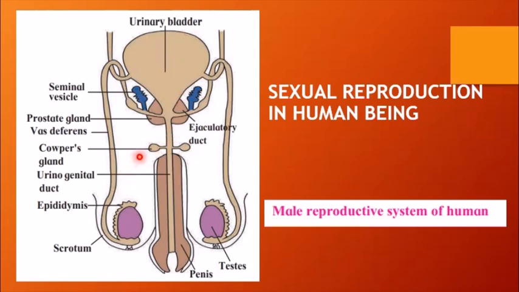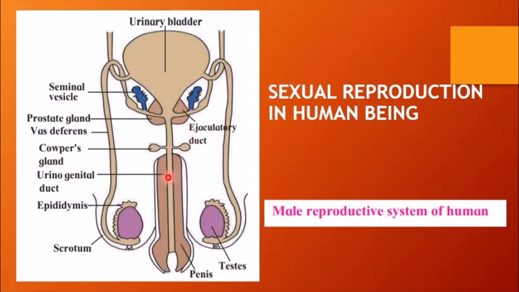We have different glands also in this which secrete their secretions. First is the Cowper's gland, then we have the prostate gland, here you can see, and the seminal vesicle. These are the three glands which are present. Then this tube which you can see is called the vas deferens. We also have different ducts. This one is the ejaculatory duct and this is the urinogenital duct.